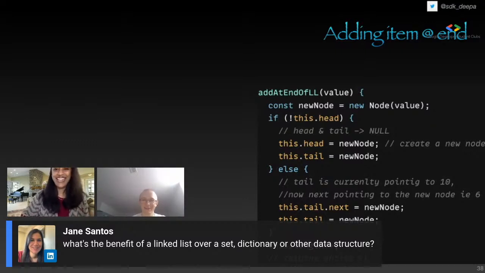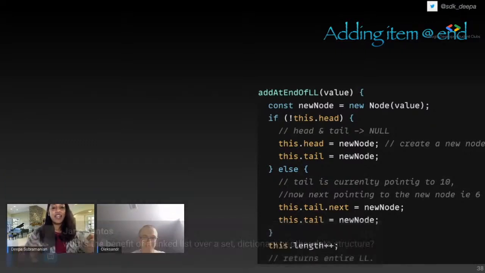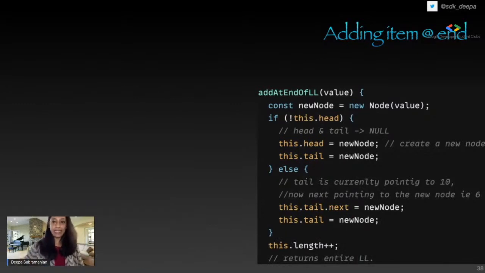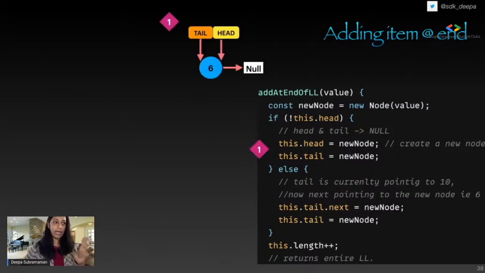So let's see how we can add an item at the end. Just focus on the animation first, then we can start looking into the code. So here, to add an item, we check two things. One, to see if the tail and head are pointing to null, right? And then if they are, it'll create a new node.